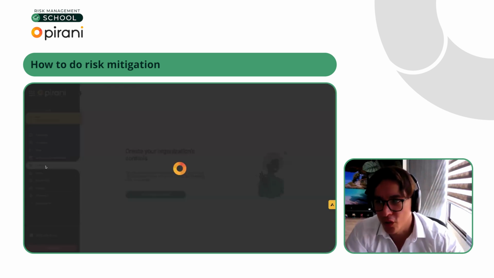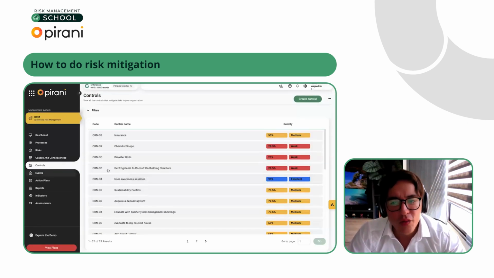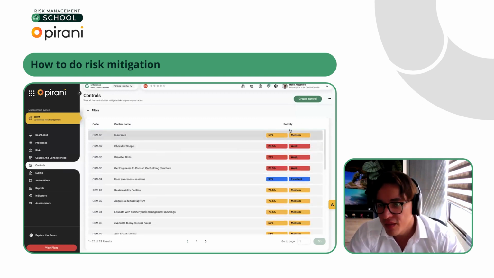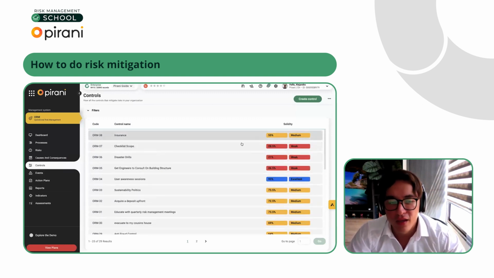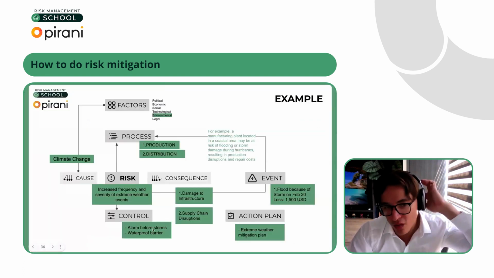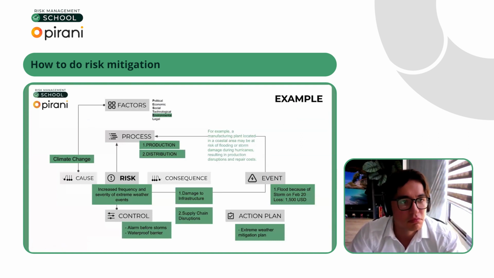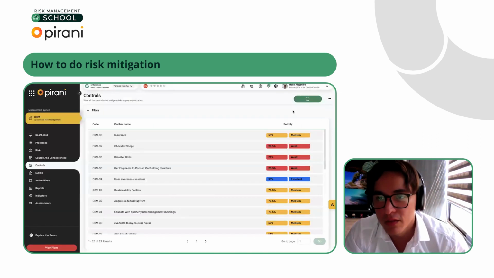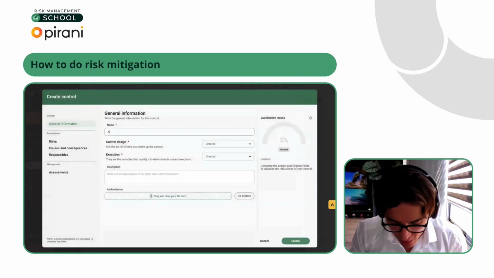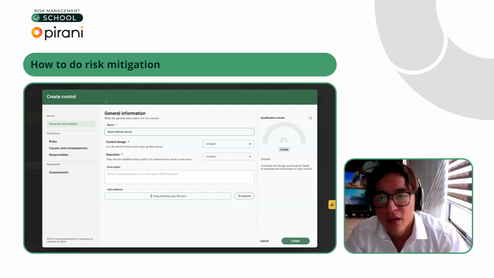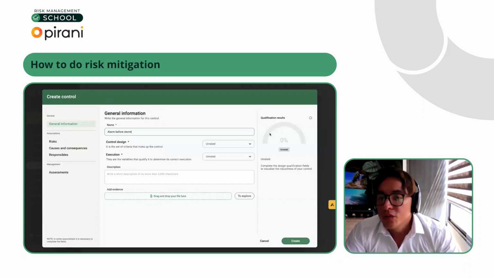and create a control. As you can see, all the controls that are here give me the strength of the effectiveness of this control. So I'm going to create a control for alarm before storm. Maybe that will be it, so create the control: alarm before storm. And I need to set the strength of this control.